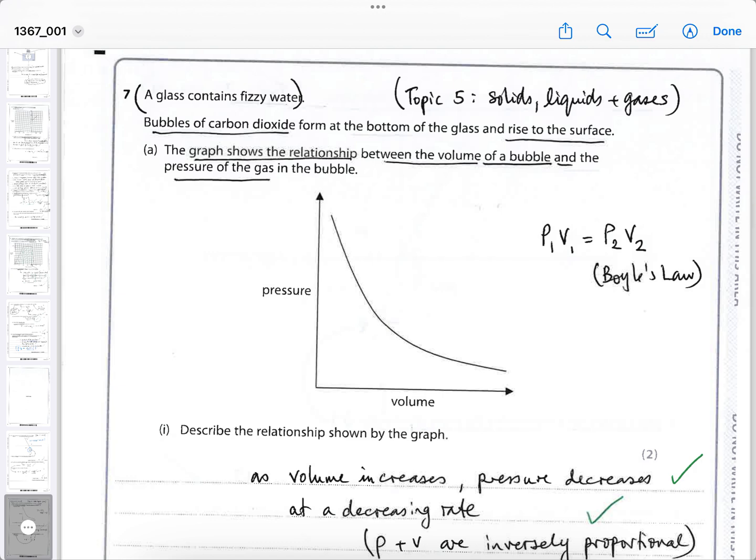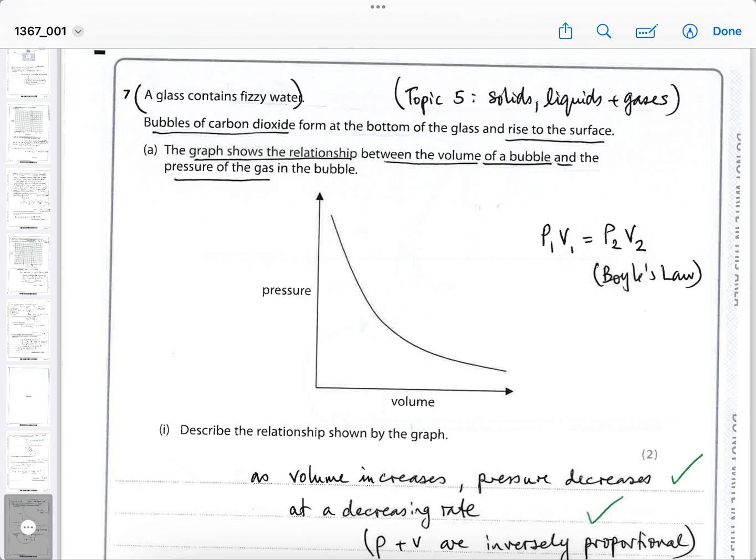So this was a really good test for those people who did solids, liquids, and gases recently. And it's now talking about a glass that contains fizzy water. Fizzy water is basically carbonated water. Bubbles of carbon dioxide, which is how they carbonate it, form at the bottom of the glass and rise to the surface. Okay, why would they rise to the surface? It means that there must be a resultant force on the bubbles upwards. Okay, so think about that. So there is a bit of force involved in this question too.